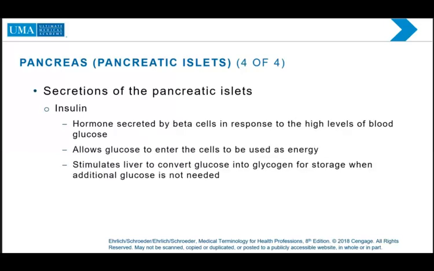Another secretion of the pancreatic islets is insulin. This is a hormone secreted by beta cells in response to high levels of blood glucose. It allows glucose to enter the cells to be used as energy. It also stimulates the liver to convert glucose into glycogen for storage when additional glucose is not needed.